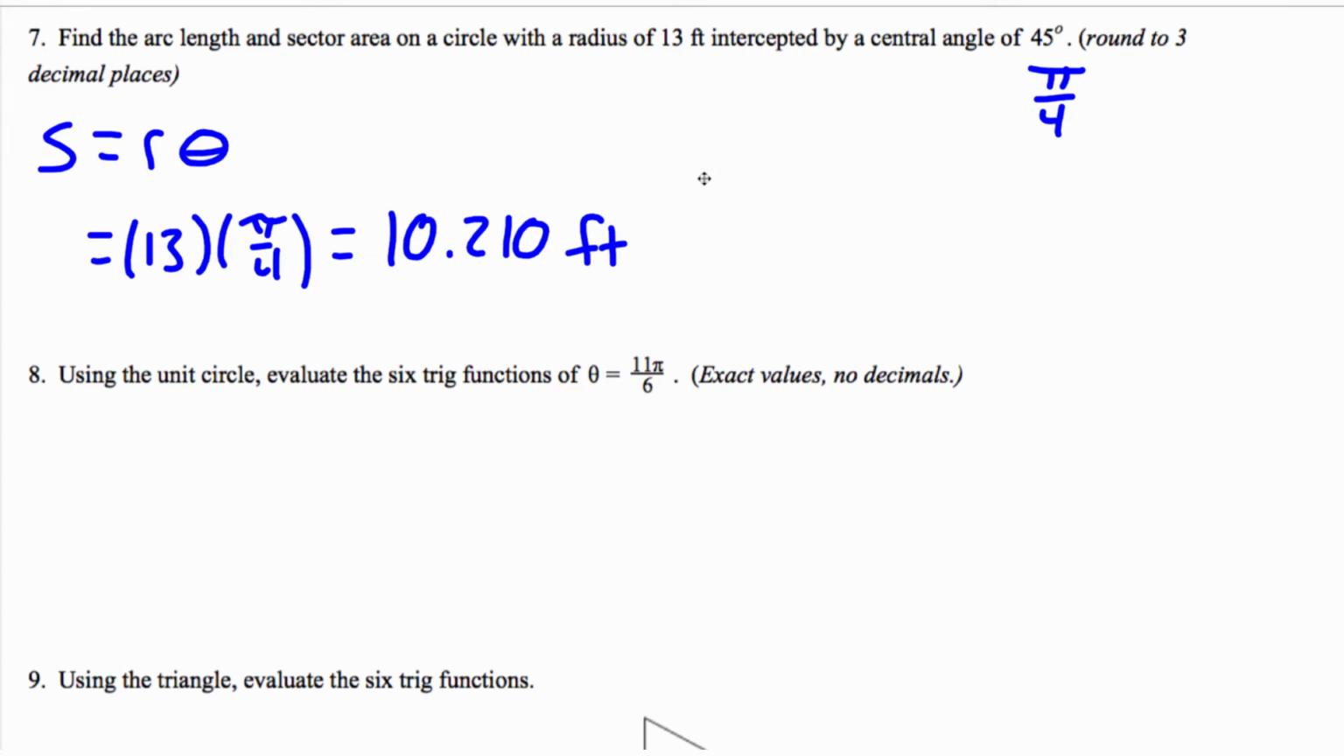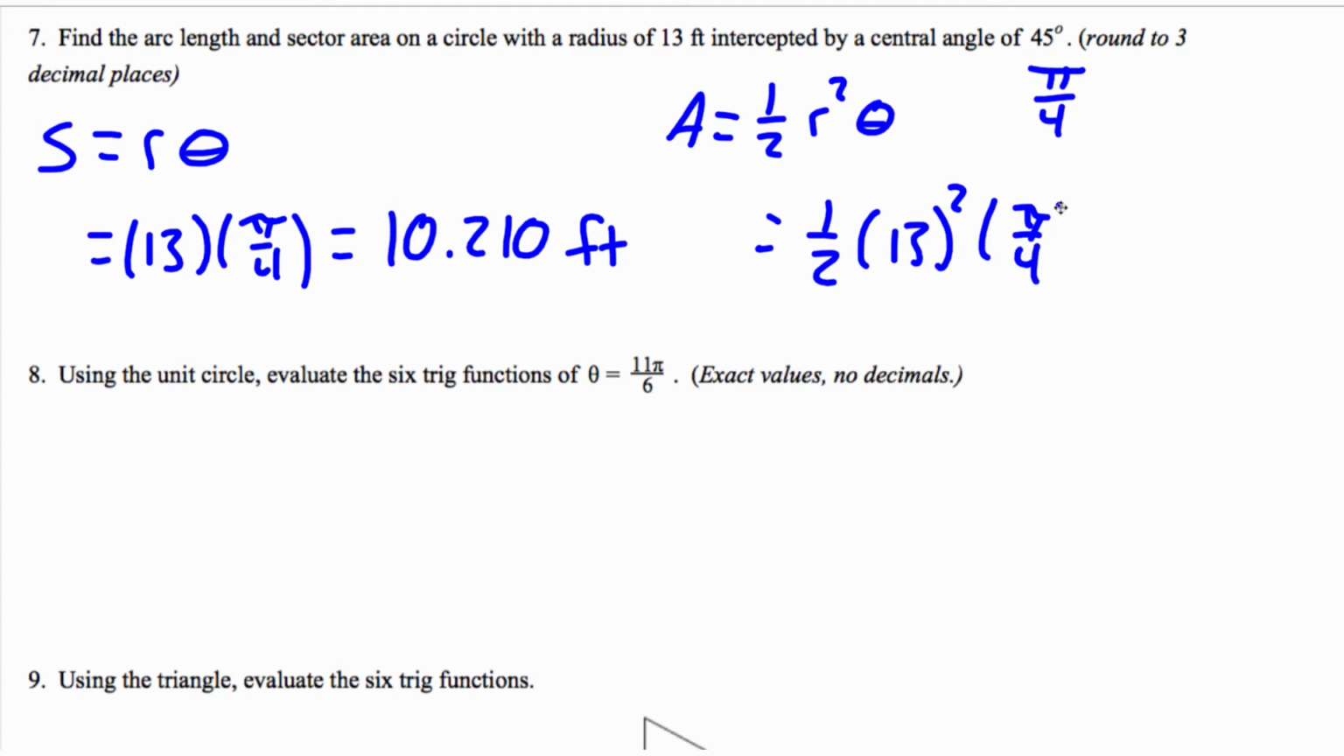Second part says we want to find the area of the sector intercepted by this angle. So that formula, A equals 1/2 R squared theta. Again, theta has to be a radian angle, so we're going to use this pi over 4 again. So we end up with 1/2 times 13 squared times pi over 4. Again, we're going to round to 3 decimal places when we type this into our calculator. I got 66.366. Again, this needs a label, so it's feet, but this is an area, so it's actually feet squared.